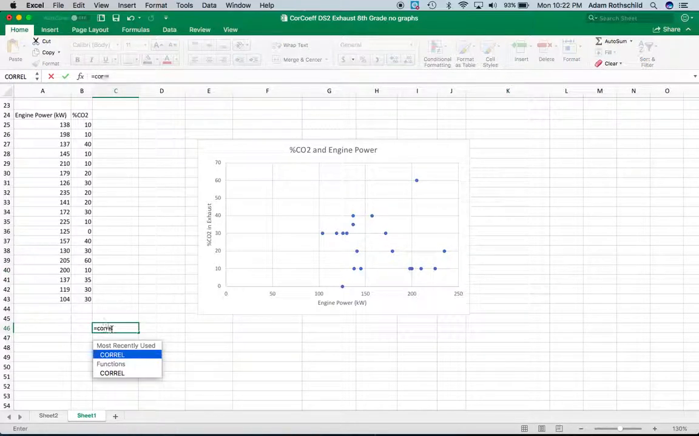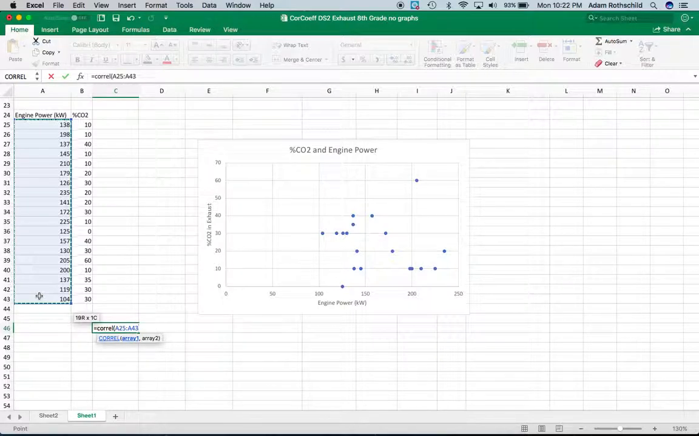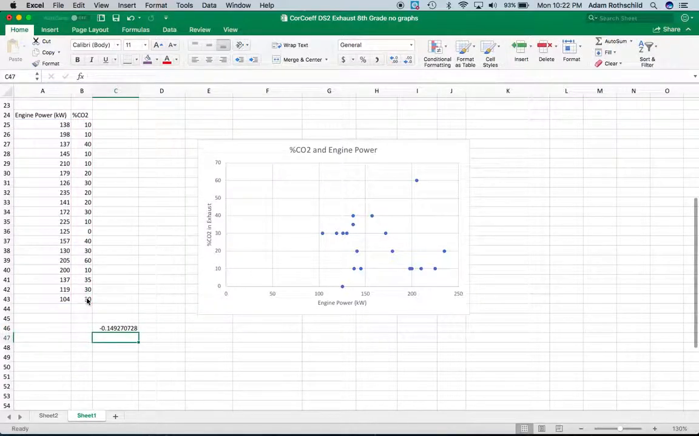I'm going to hit equals correlated. I'm going to do my first array, throw in a comma, do my second array, close off the parentheses. Okay, so here the R we get, I'm just going to throw in R equals so it looks nice. Here the R we get is negative 0.149.